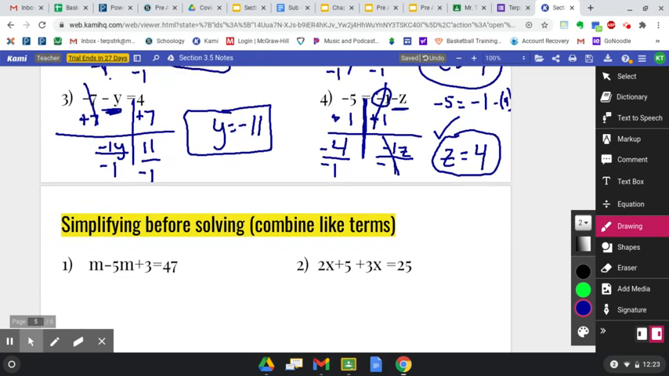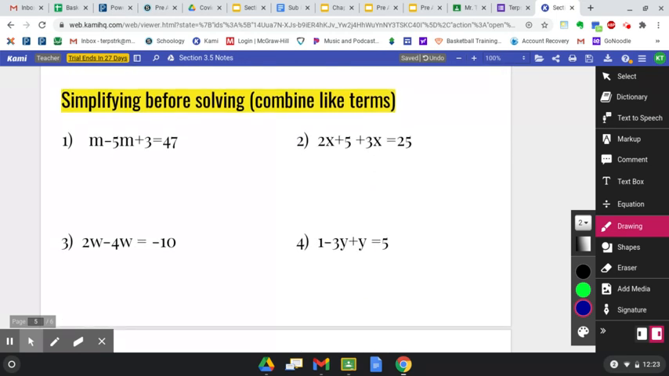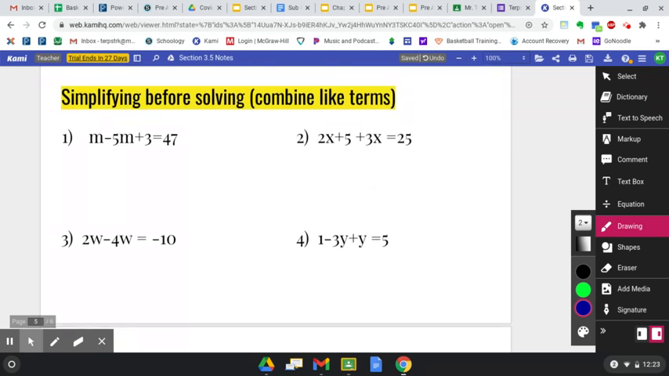All right, so one other type. If you look at these ones, it says simplify before solving, right? Meaning, if you remember back to section 3.2, we had to simplify by either distributing to get rid of parentheses or just by combining like terms. So we're going to do the same thing here, and you'll notice that there's multiple variable terms in the problem. So we want to first clean that up by combining like terms, right?